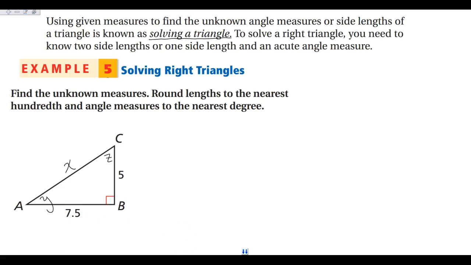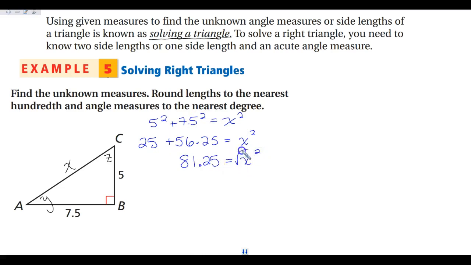When I look at x, notice that I already have two sides of the right triangle. So I want to know, is there a way that we can solve for x without using trig? And the answer is yes, we can. We can use the Pythagorean theorem. So a squared plus b squared equals c squared. Your legs are a and b. So I'm going to do 5 squared plus 7.5 squared is equal to x squared. 5 squared is 25. 7.5 squared is 56.25. These are going to add together to be 81.25. That is going to equal x squared.